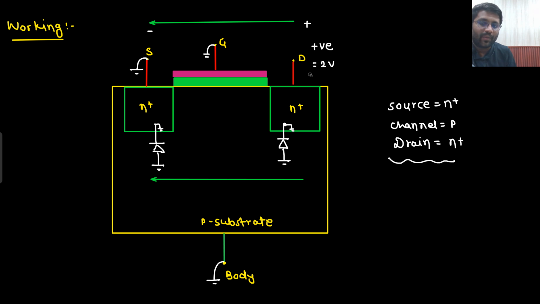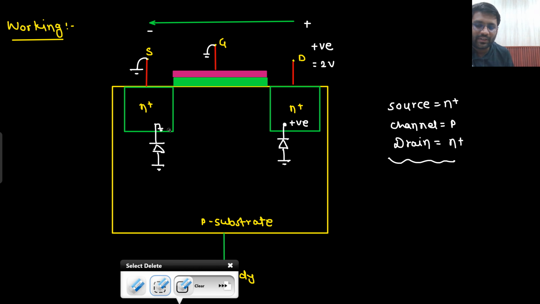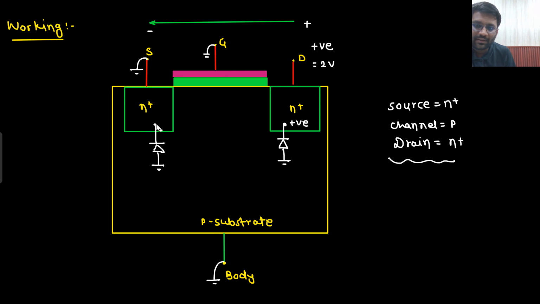So you have applied VDS to be positive here. Let's talk about this diode. Here I have applied positive and this is at 0. Are you doing anything to the source? This was your source and this was your body. This was your drain and this was your body. The body is at 0, the source is grounded, and the drain is at positive.